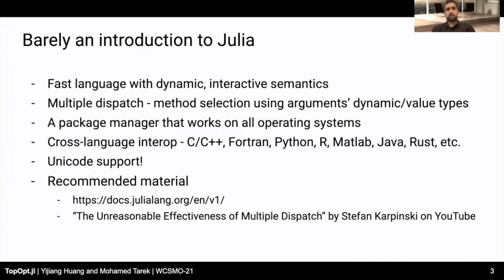So before we start talking about TopOpt, TopOpt.jl is a topology optimization package in the Julia programming language. So let's first talk about the Julia programming language. So Julia is this fast but dynamic and interactive programming language. And perhaps this is a relatively odd statement to hear because most fast languages tend to be statically compiled like C or C++ or Fortran. And most dynamic languages tend to be natively slow, like Python or R or MATLAB. But Julia somehow manages to combine both of them.